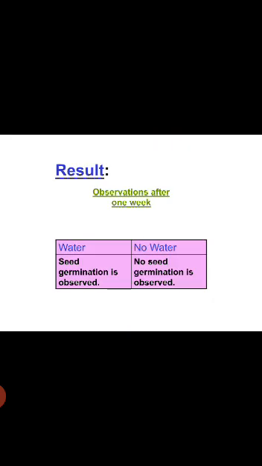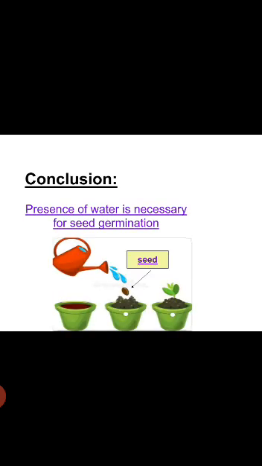So the observation after 1 week is that in the beaker labeled water, seed germination is observed, and in the beaker labeled no water, no seed germination is observed. So the end result is that the presence of water is necessary for seed germination.